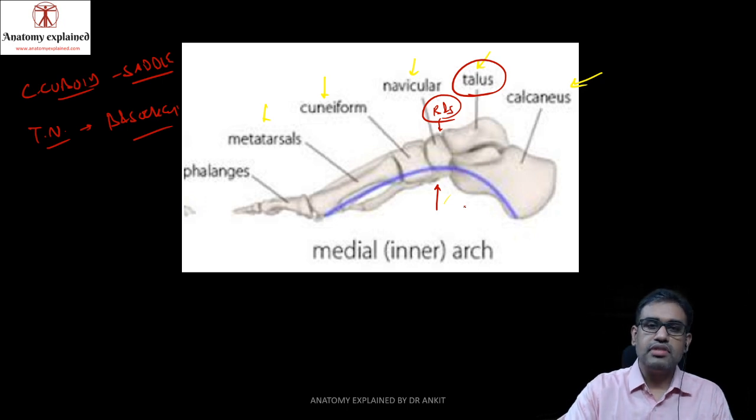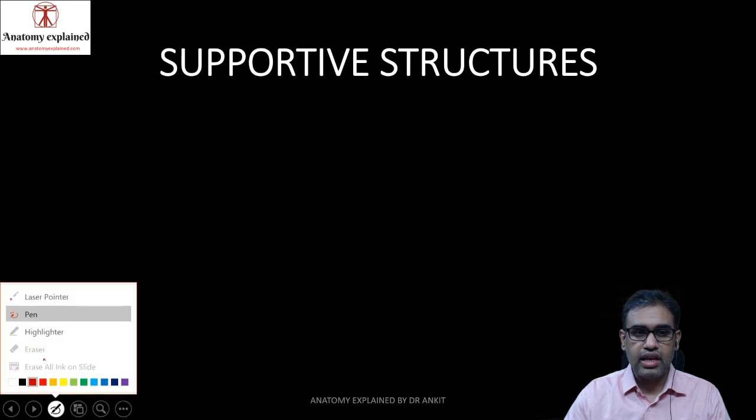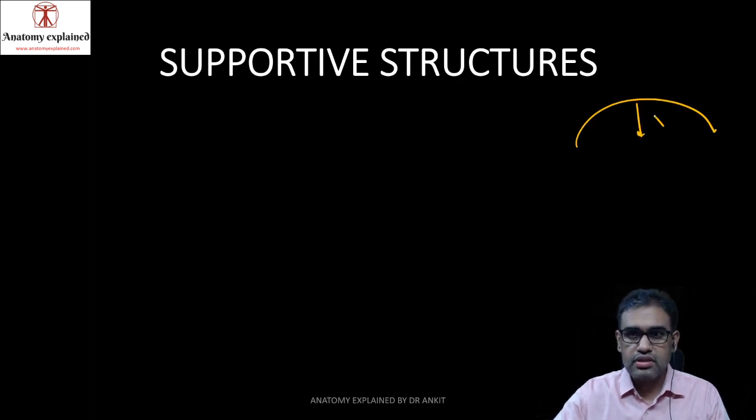Now the main thing comes at how are these arches supported? What are the supportive structures of these arches? How do they remain like this? Because it is nearly not less than a magic that all your life, your whole weight is being placed on those arches, and these arches still remain like a half dome. They don't collapse. They don't normally collapse. If they collapse, then we call that flat foot or pes planus.